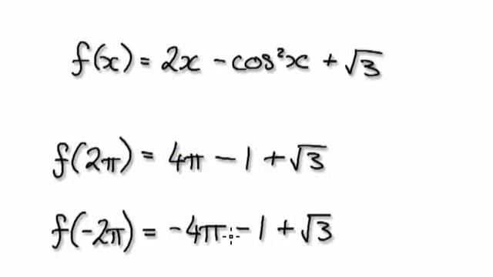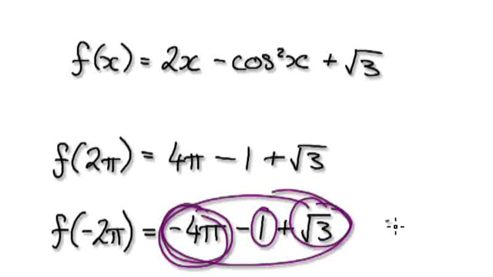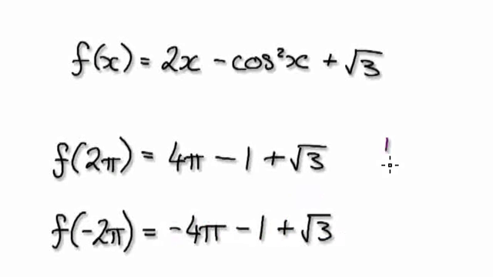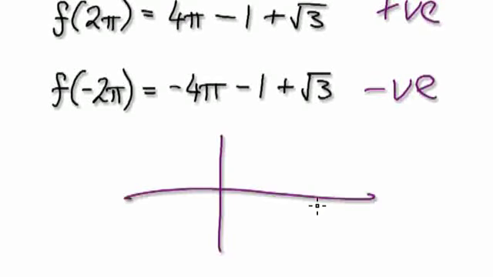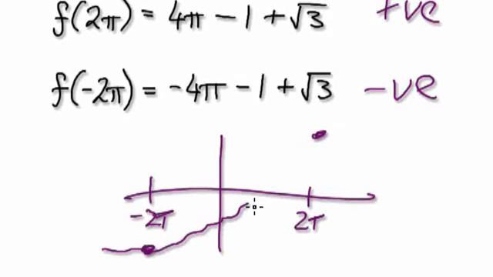And when you try negative 2 pi, you've got negative 4 pi here. This thing is massive in comparison to this and this, so the overall thing will be negative. Okay, so here you've got a positive, and here you've got a negative. And because we know the graph is always climbing, when it's 2 pi, it's positive somewhere up here. When it's negative 2 pi, it's negative. So now that we know that the function is always climbing, it only crosses once. We don't know where, but we know that it crosses once.